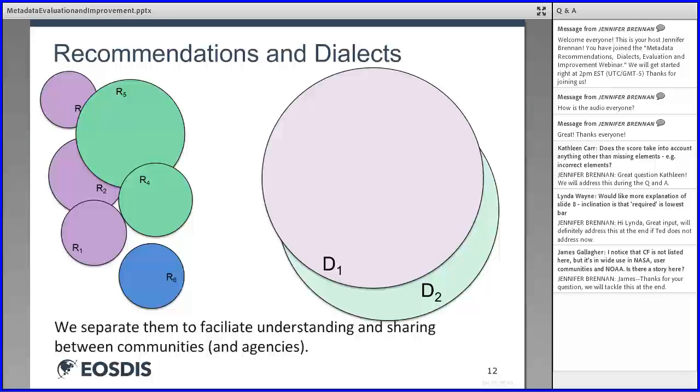So by separating these things and thinking about them separately, combining them in different and new ways, we facilitate sharing of experiences and ideas across community boundaries. And of course, because we're in USGEO and the other projects that I mentioned, breaking down those metadata silos between different dialects and different recommendations is an important goal of our work.